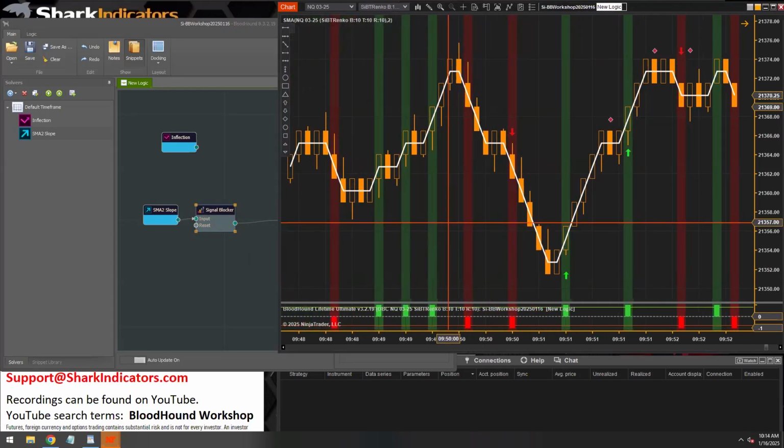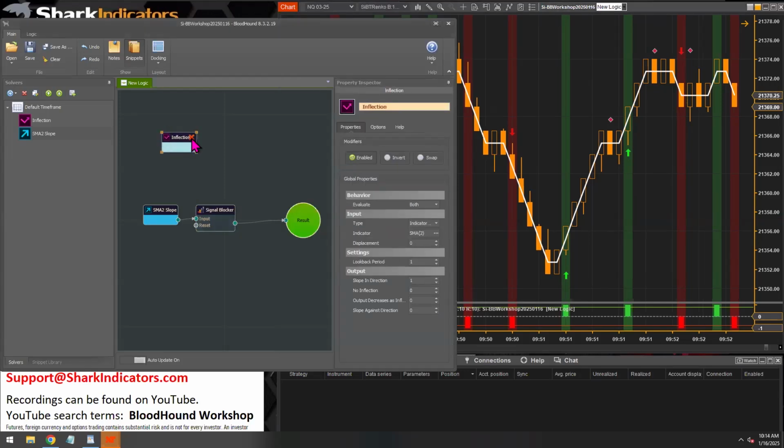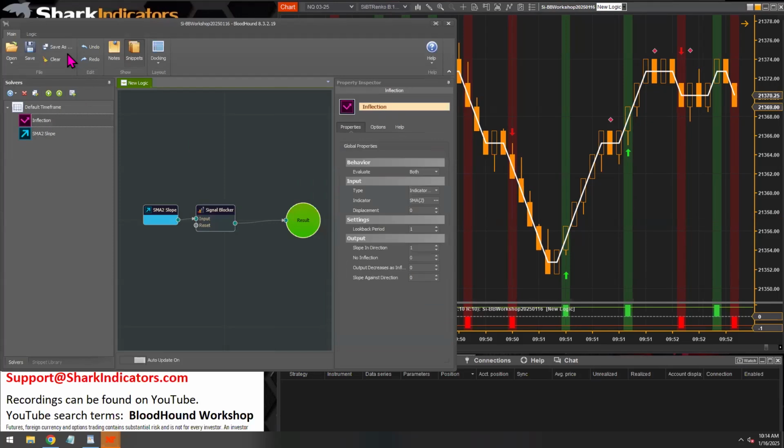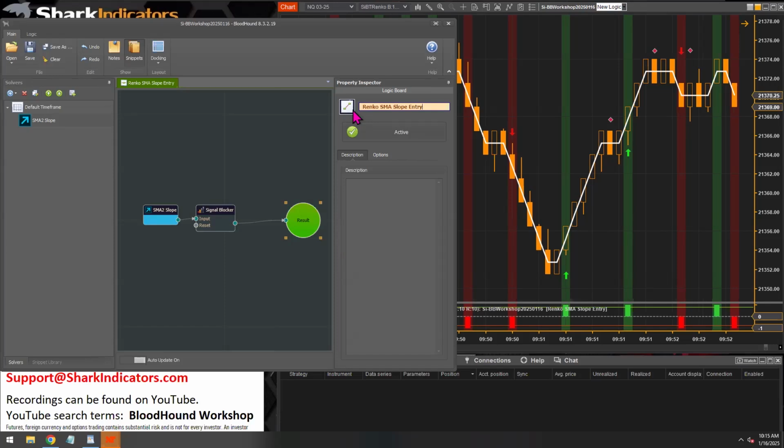So that's the entry signals. Pretty simple, pretty straightforward there. And let's actually get rid of this inflection solver since that didn't work out for us. So let's delete that. There we go. And let's see here. All right, there we go. It's called the Renko SMA slope entry. There, so that's our entries.